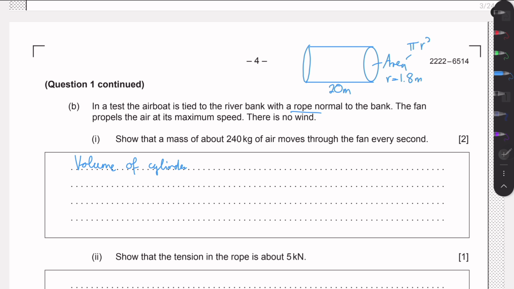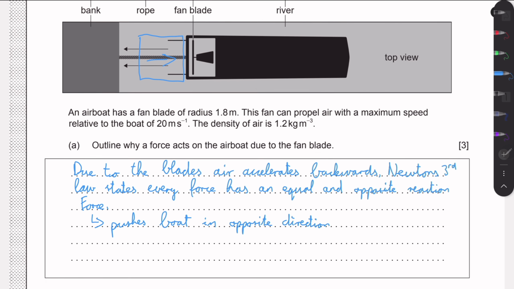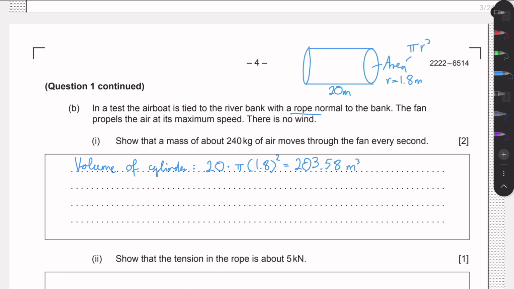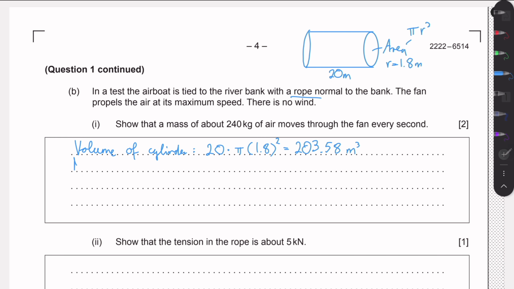So what we need to do is do 20 times pi r squared, 1.8 squared, like this. And this will be approximately 203.58 meters cubed. And now that we know the volume, we know that the density is 1.2 kilogram per meter cubed. We just need to multiply these two so we get the kilograms. So the mass is just density times volume.